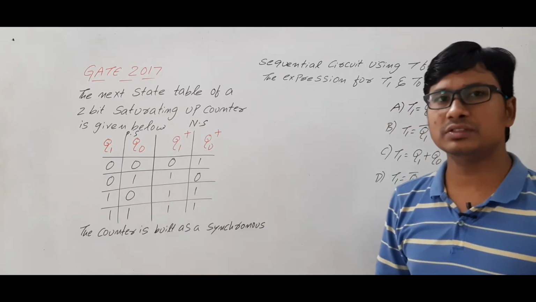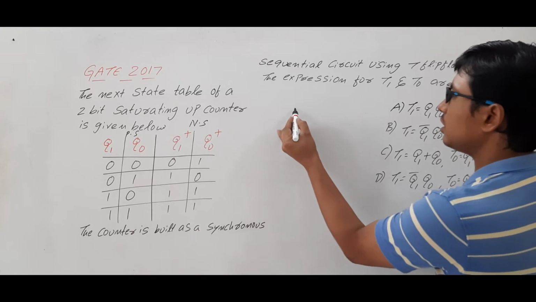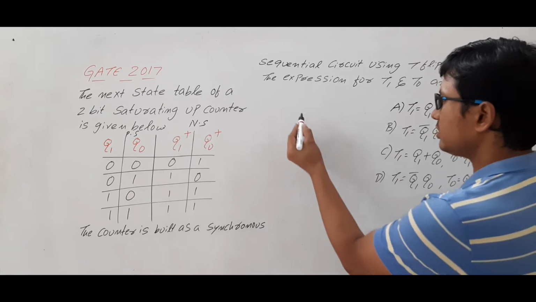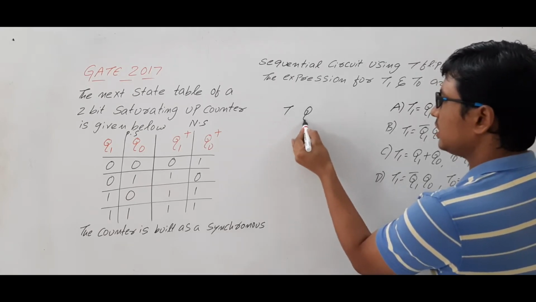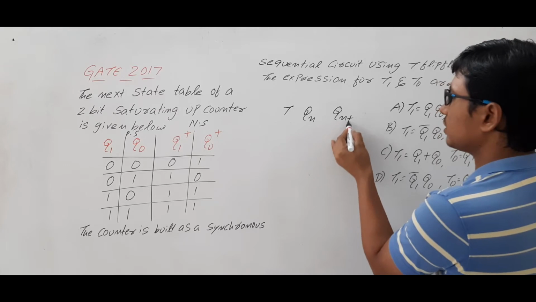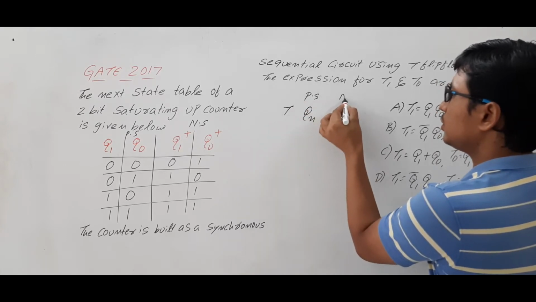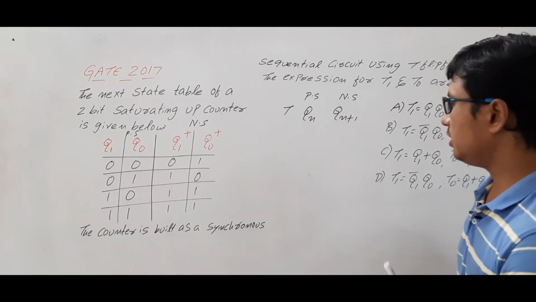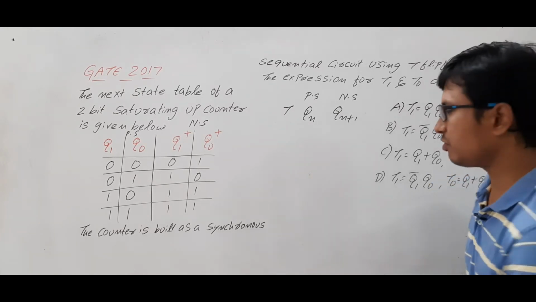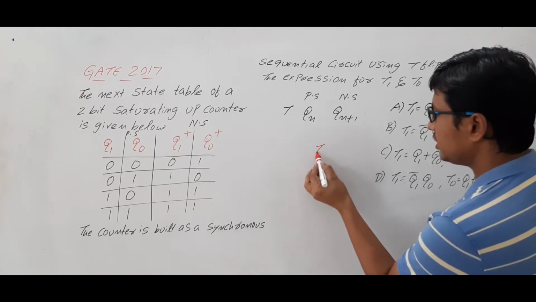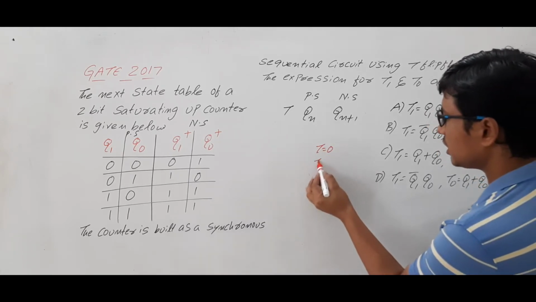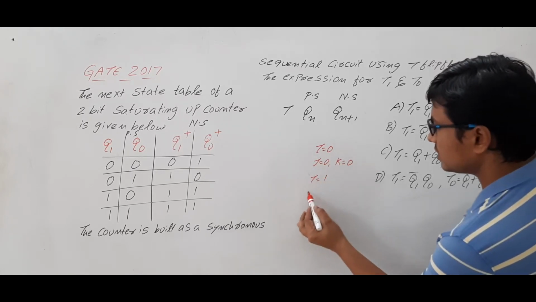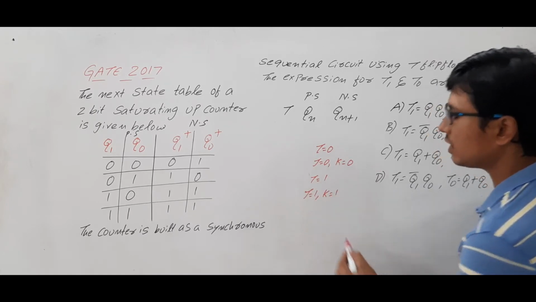Now if I want to use the T flip-flop, first I need to know the characteristic table or the truth table of the T flip-flop. What is the truth table of the T flip-flop? T, Qn and Qn+1, where Qn is the present state and Qn+1 is the next state. How will the T flip-flop work? It will work with the help of the JK flip-flop. In a JK flip-flop, if T is equal to 0, J and K values will be 0 and 0. If T is equal to 1, J and K values will be 1. Am I right or wrong?